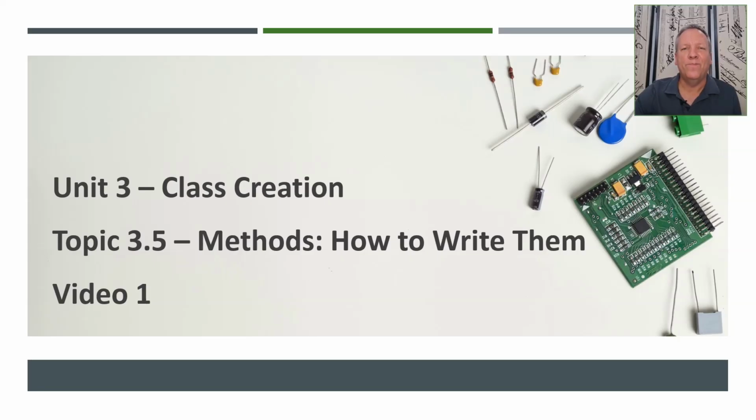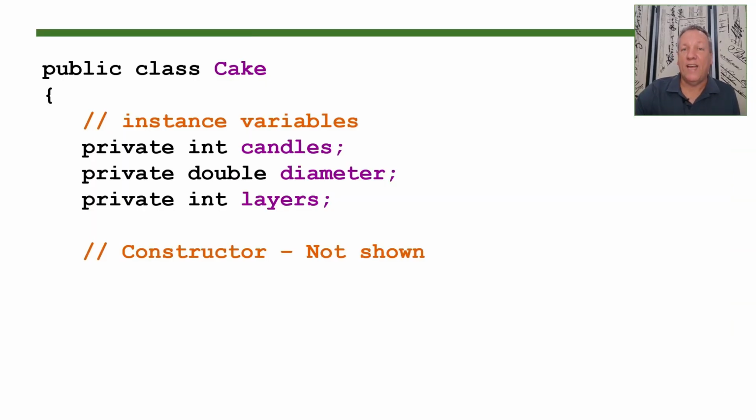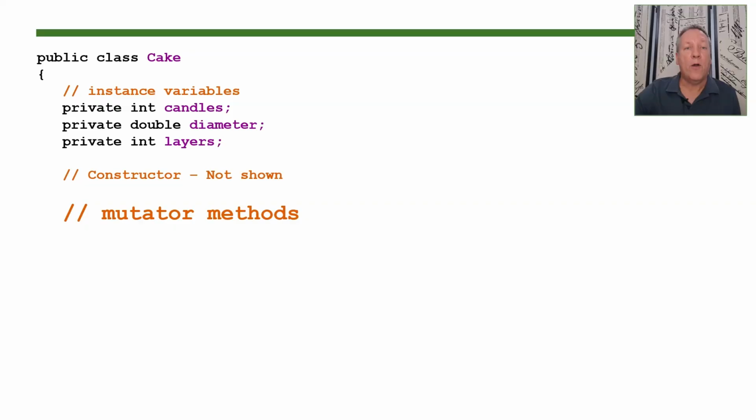So let's get started. Here we have a class Cake that could be used to make cake objects. We have three instance variables, candle, diameter, and layers, which will hold the attributes of our Cake class. We're not going to examine the constructor because we've already covered that in previous videos. So instead, let's focus on how to write our mutator or modifier methods.